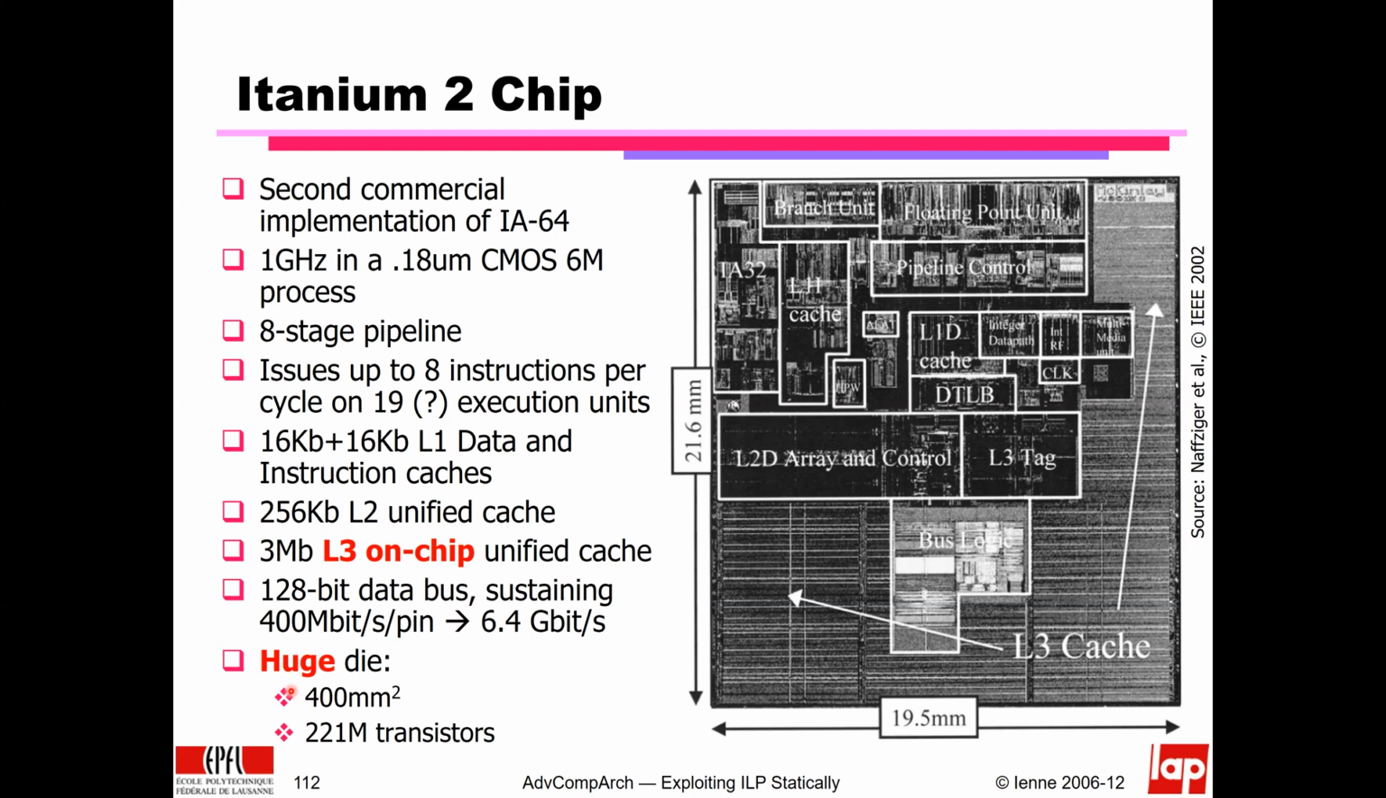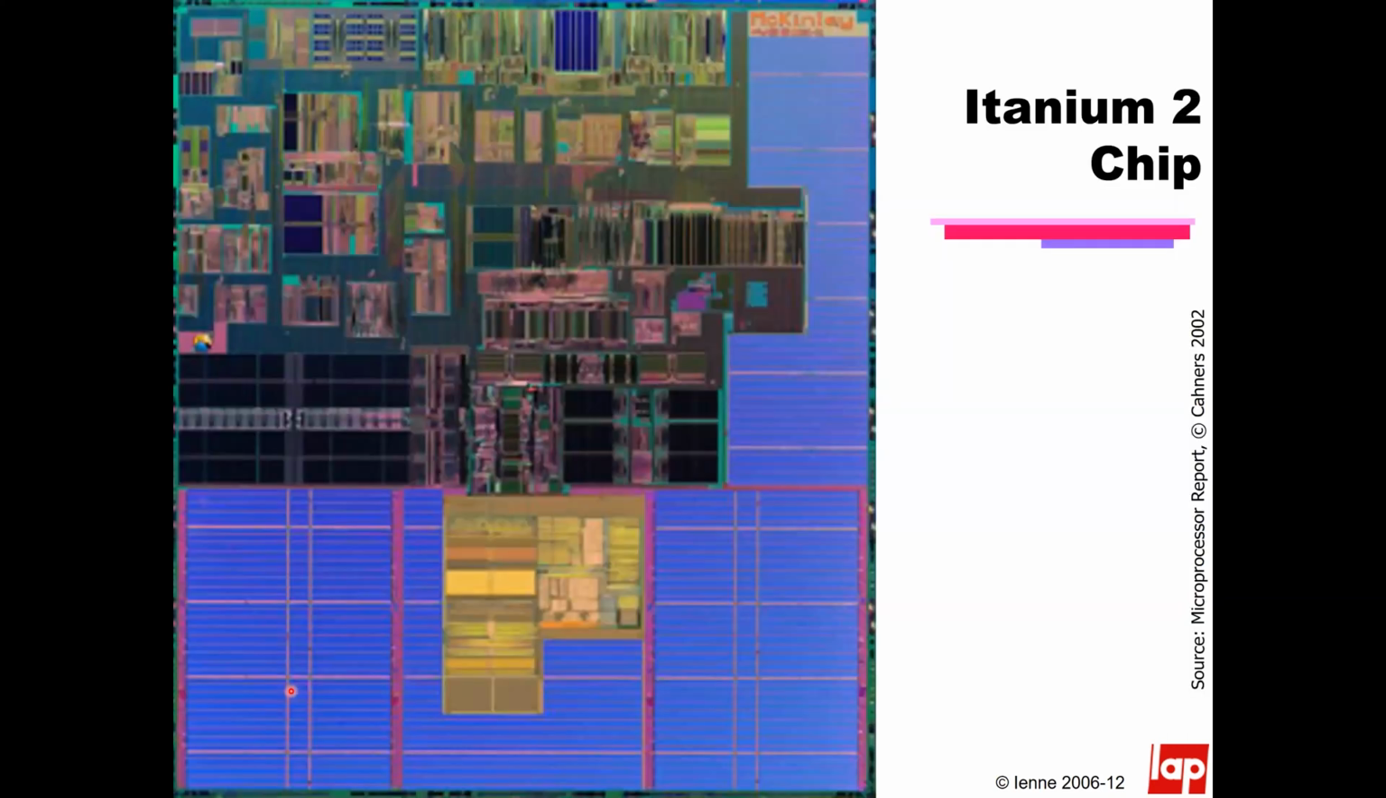And that probably explains why it is important to have an L3 on-chip cache, so that I have very few misses, or the minimal number of misses that I can afford to DRAM.